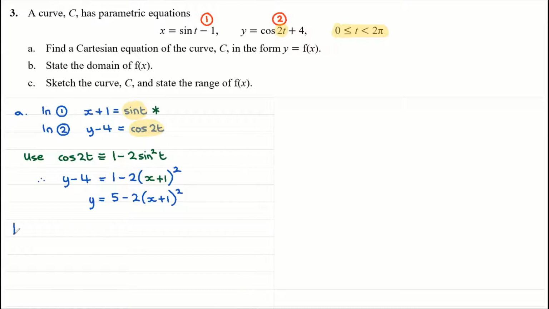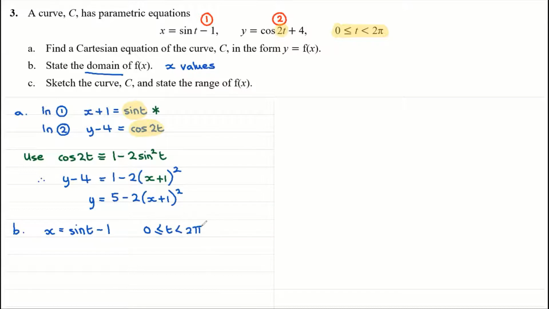So for part B, I'm just going to write this down. Obviously, the domain of f of x is the x values, isn't it? So that's what the domain means. So we need to consider the range of values of x equal to sine t subtract 1. And the range of values of t may play a part here. So t is between 0 and 2 pi.